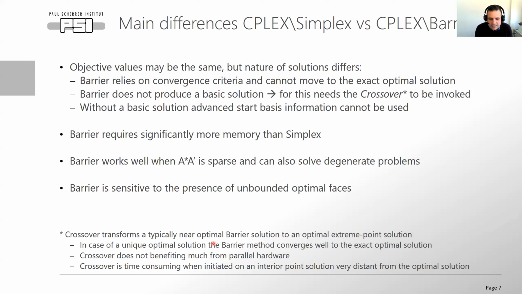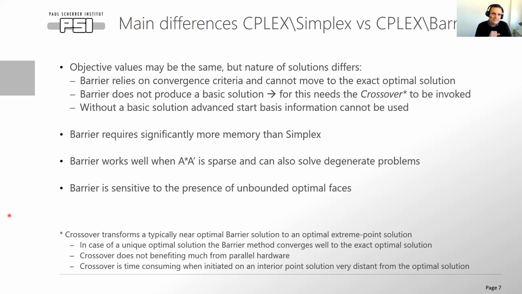But let's continue a little bit with the differences between the simplex and the barrier. There is one important difference here: we can get the same objective value with simplex and barrier, but the nature of the solution differs. The most important difference is that the barrier algorithm, because it crosses the feasible region, relies on convergence criteria and cannot move to exactly the optimal solution.